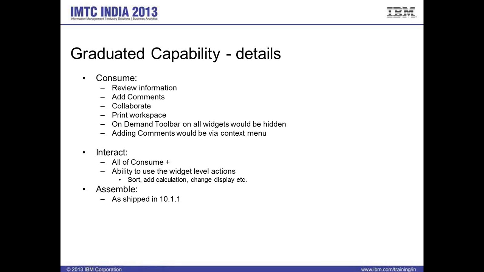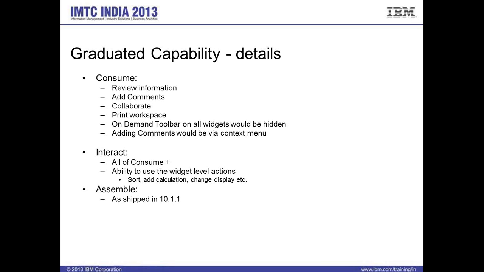Then we have a group of users with the capability interact. Users with the interact capability get all the capabilities that a consume user has, as well as the capability to use the widget level actions. So they can sort the content, they can change the display type, and they can choose whatever chart type they want to see. This is for more advanced users like business analysts who want to change the content, who want to see the data in a different format, or who want to add custom calculations based on the existing data to calculate new insights from the available data.